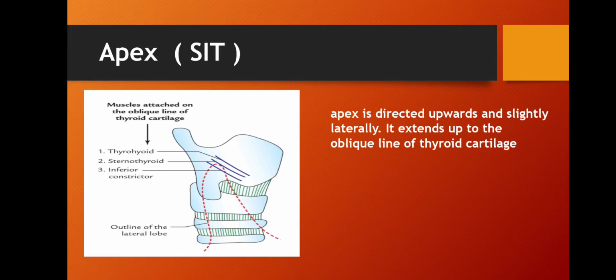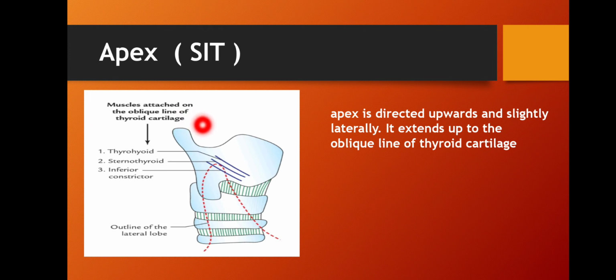Next, see in this picture. This is the outline of the lateral lobe. That means this is the apex region. The important point you should remember here is the muscles attached on the oblique line of the thyroid cartilage.